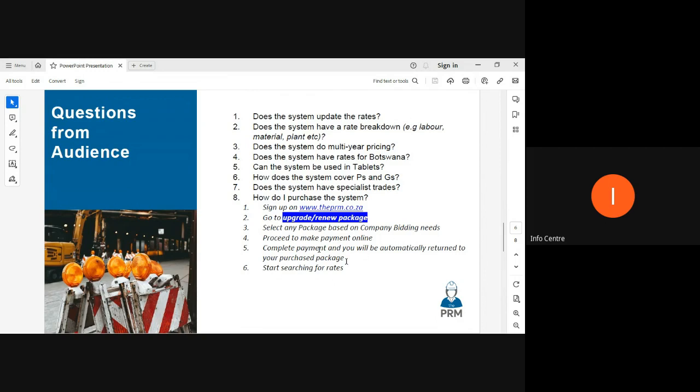Number 4, does the system have rates for Botswana? We are working on the rates for Botswana. We are hoping that by September, October, the rates are available. So when you log in, you'll be sorted. So September, October this year, definitely.